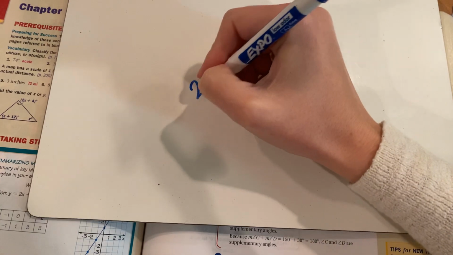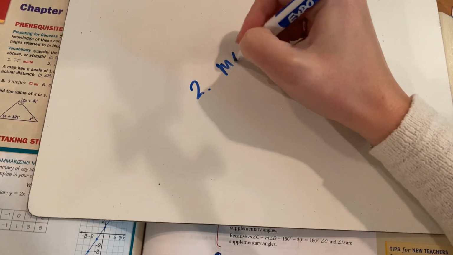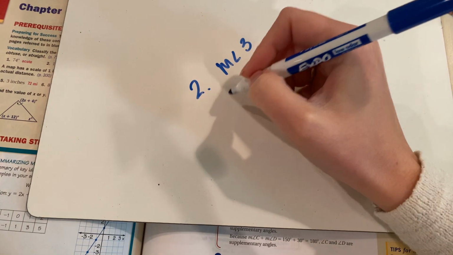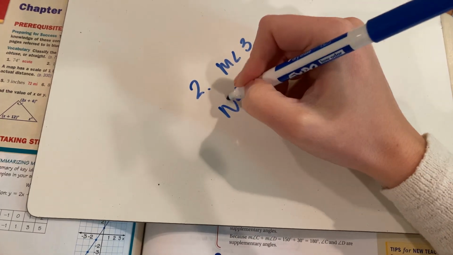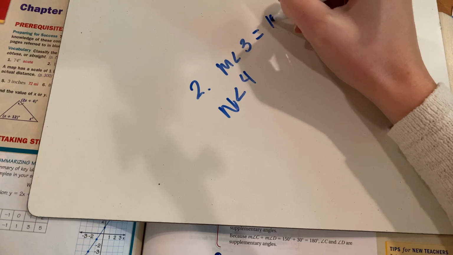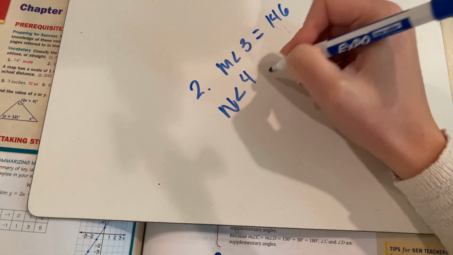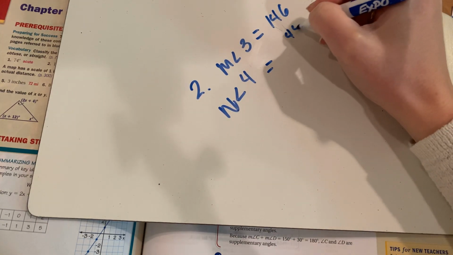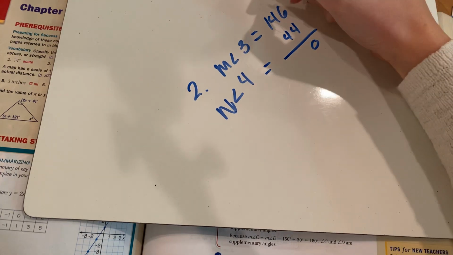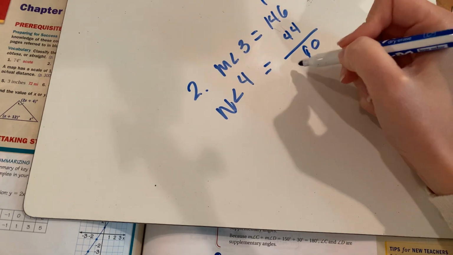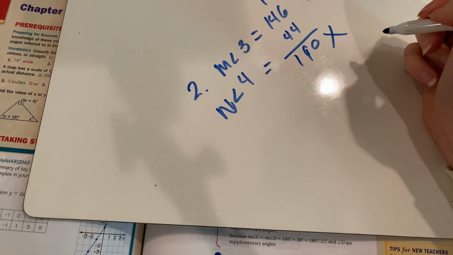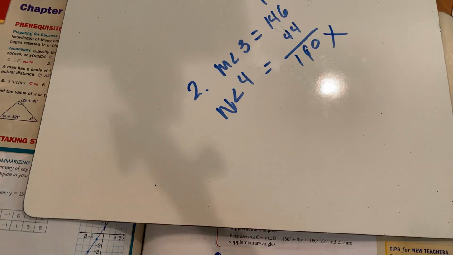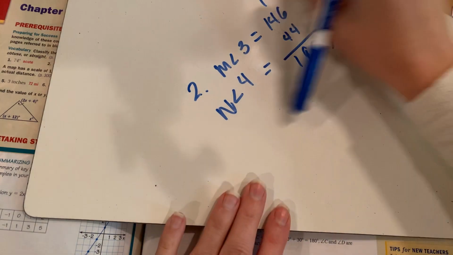For number 2, we have the measure of angle 3 and the measure of angle 4. 3 is 146 and 4 is 44. Add them up. 10, carry my 1, 9. It's already going to be too far. Bring down your 1. It's 190. That's no go. That's neither. I needed it to be 90 or 180, and I got 190.